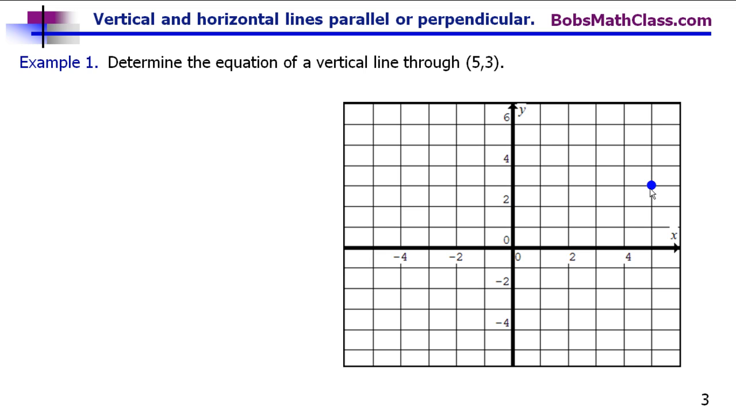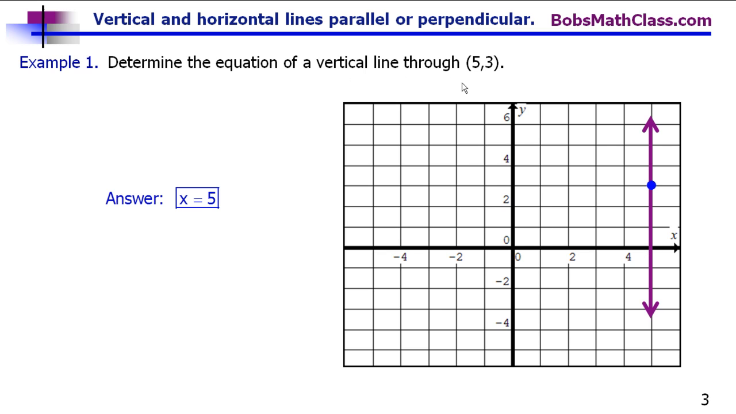And we want a vertical line, so draw in a vertical line. What is the equation of that vertical line? X equals 5. Remember that it's always x equals a number. Wherever it crosses the x-axis, that's that number for any vertical line.